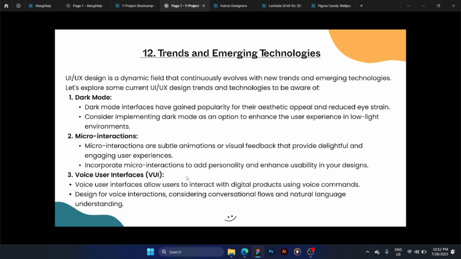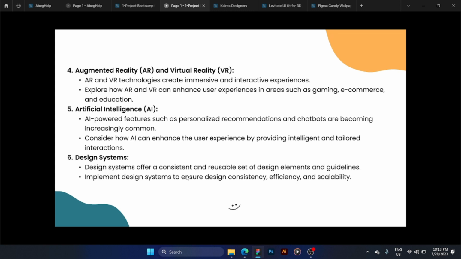So another thing is voice user interfaces. Voice user interfaces allow users to interact with digital products using voice commands. This is all I've been trying to say about accessibility guidelines. So you must consider conversational flows and natural language. You must never forget that.